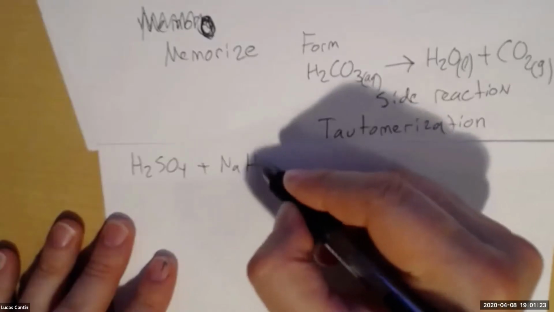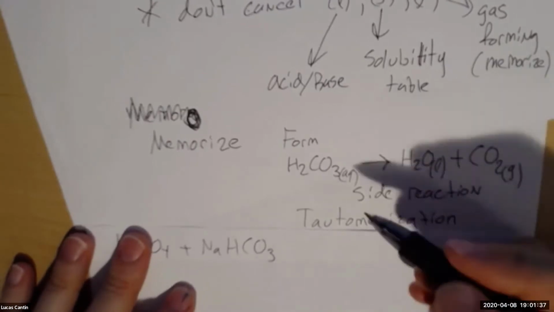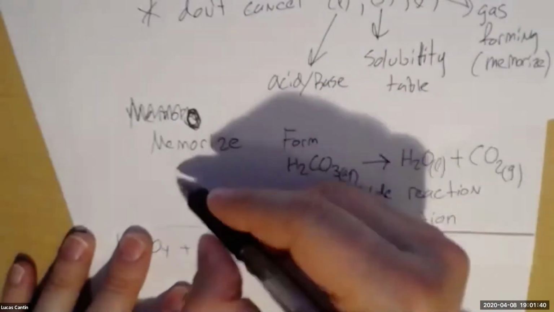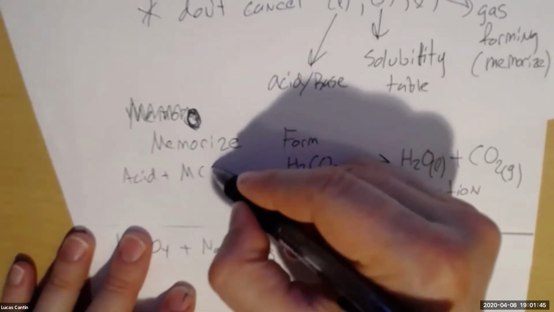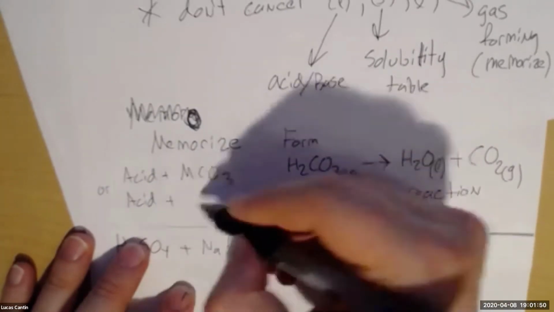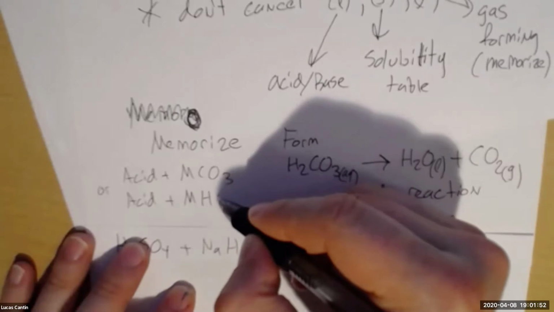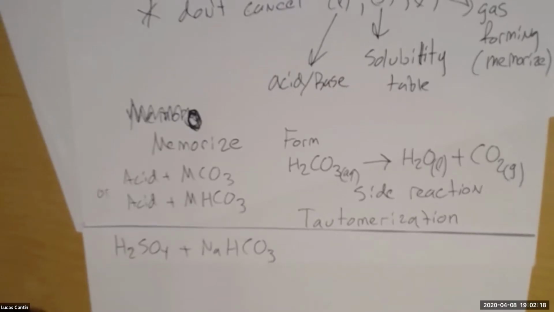H2SO4 plus sodium hydrogen carbonate. You form this from, your choices are, an acid plus a metal carbonate, or an acid plus a metal hydrogen carbonate. They're both going to end in the same place. Has anyone ever mixed baking soda and vinegar? Most people have baking soda and vinegar at home.